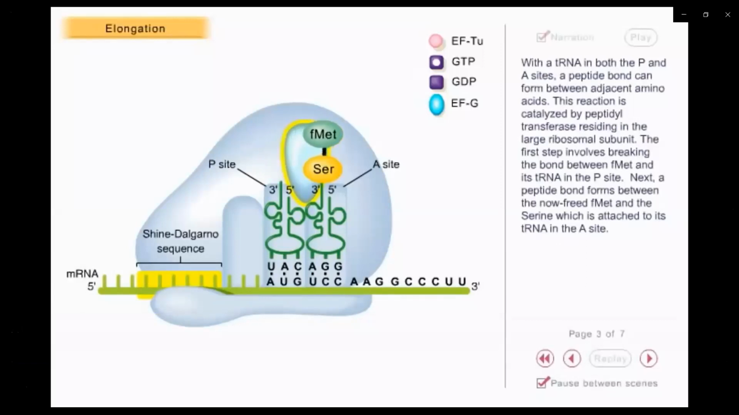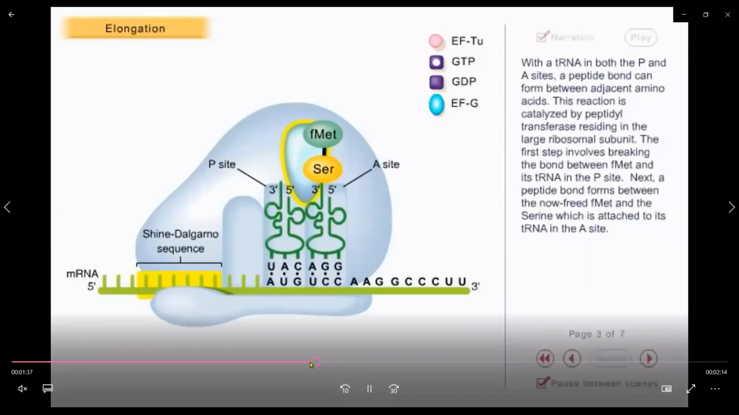So let's see that. So you saw? So let's go over it once more. See, the bond is broken, and then we are seeing the peptide bond formation between formyl methionine and serine. This peptide bond formation is catalyzed by the enzyme peptidyl transferase.